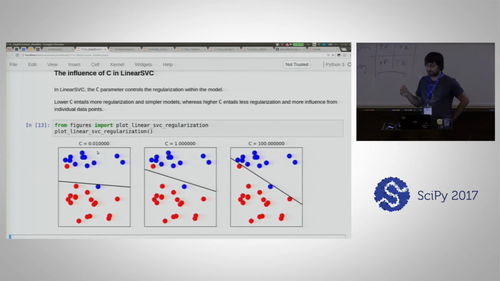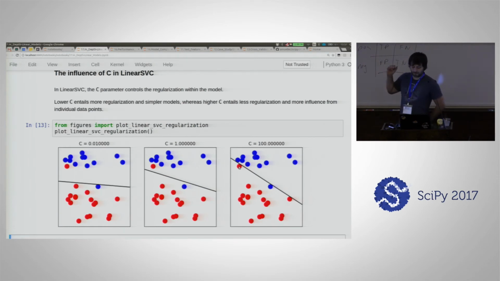If you decrease the regularization, you allow each individual data point to have more influence, and basically the classifier tries harder to get each individual point right. If you basically turn off the regularization, you get something like this, where one more point is correctly classified. Here we misclassified the red point, here we still misclassified the red point, here we classify the red point correctly.